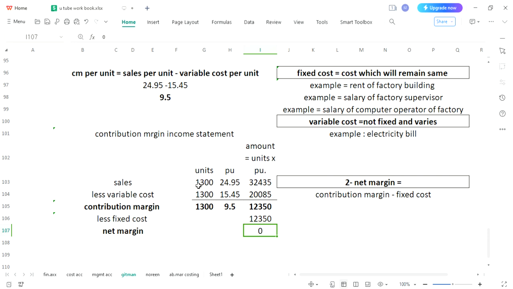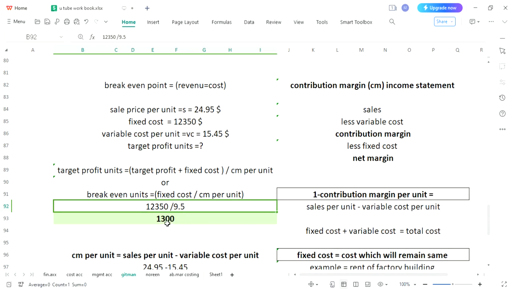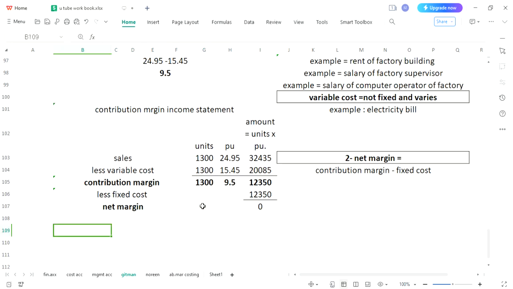With these 1300 units, you will not be getting any profit, and at that stage you are not facing loss as well. The point where you are not getting any profit or facing any loss, this is your break even. And how many units will you sell to get this point? 1300. So this was the requirement of your question. You can see how many units must Kate sell to get the break even point. So we not only calculated the number of units at break even point, we have also proved it. With these units, Kate will get 0 profit, or she will be at break even point.